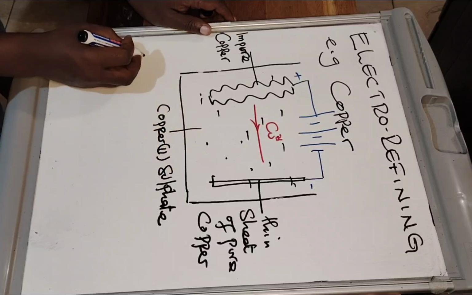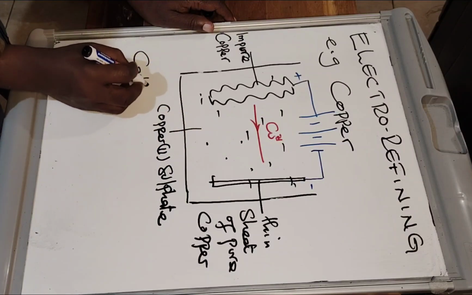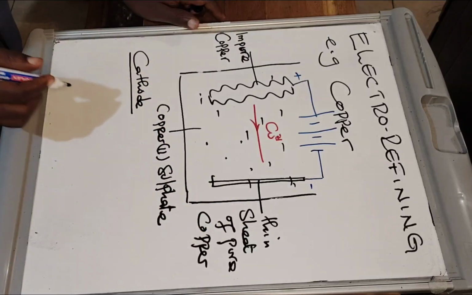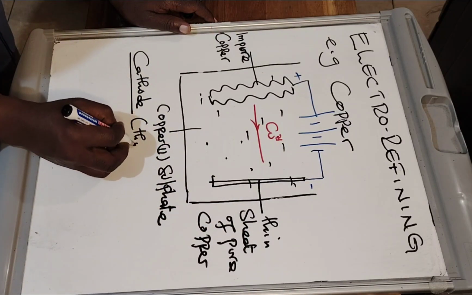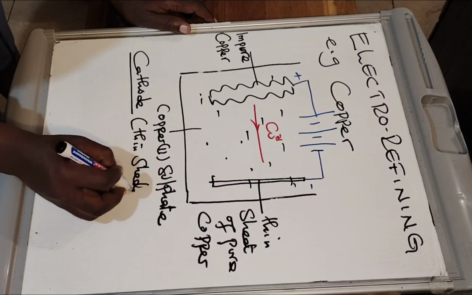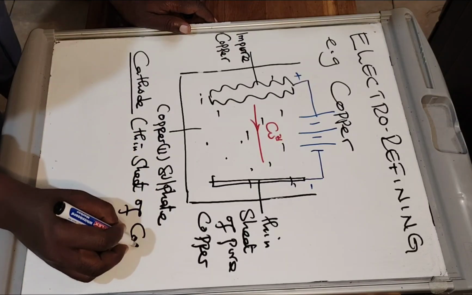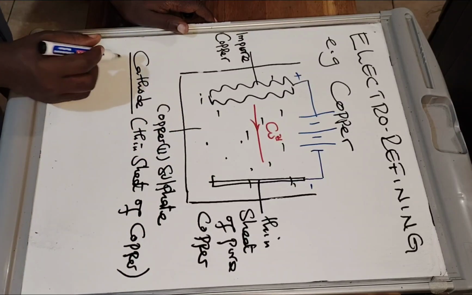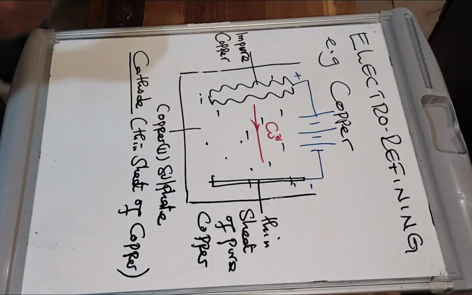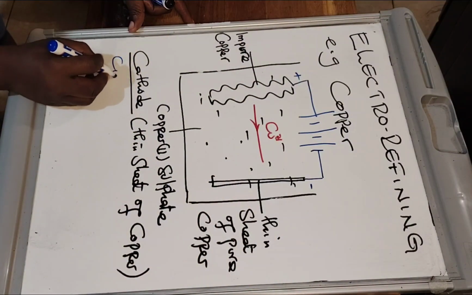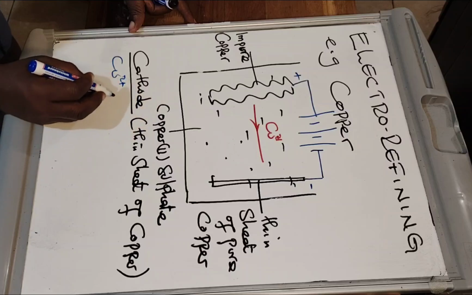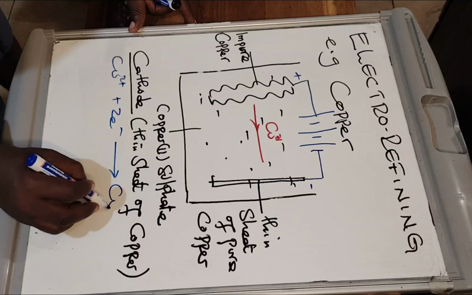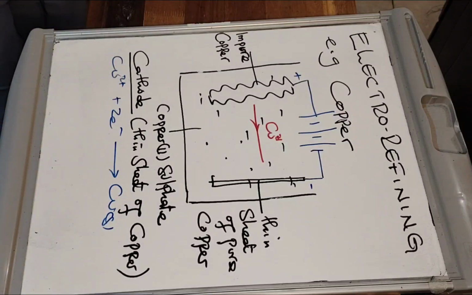Okay, yes, suppose we have our cathode. And the cathode is the thin sheet of copper. And what happens there? What happens is that copper ions are moving there. And when they reach there, they become reduced. They take up 2 electrons to become what? To become copper solid. Okay.